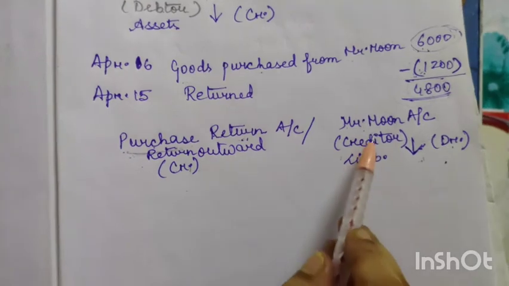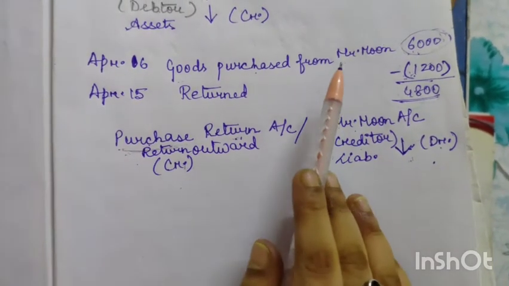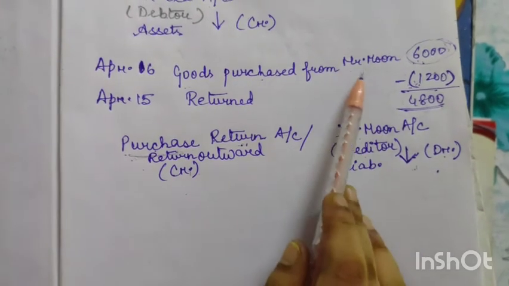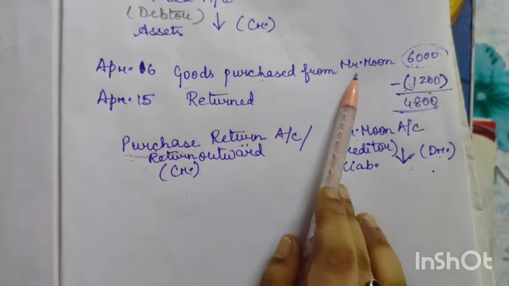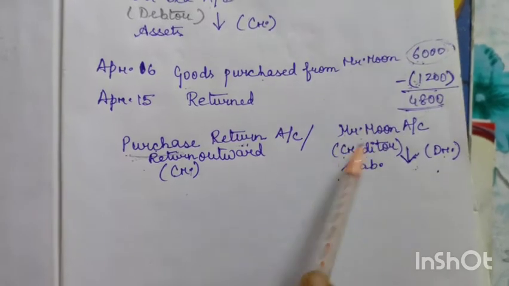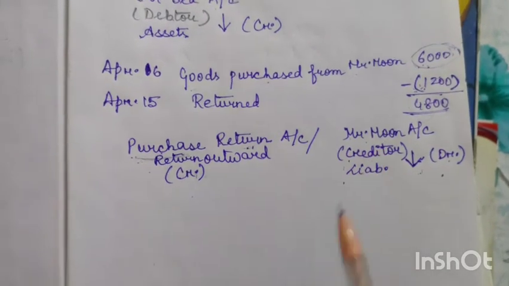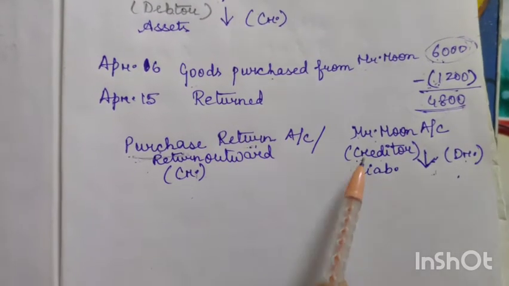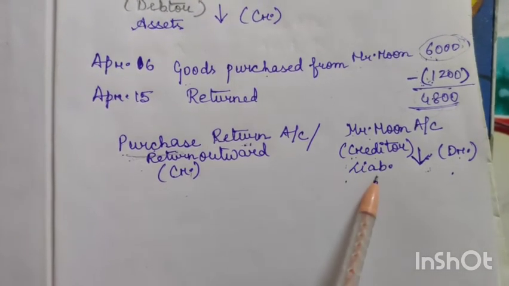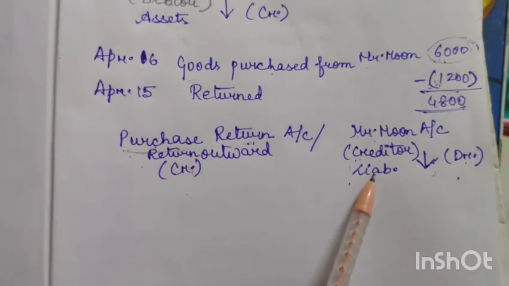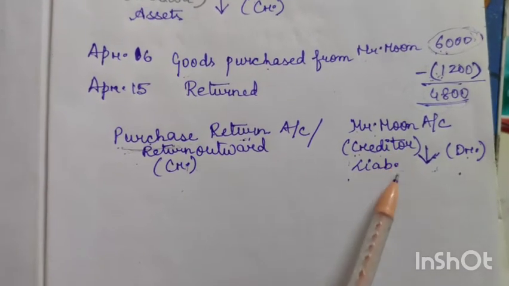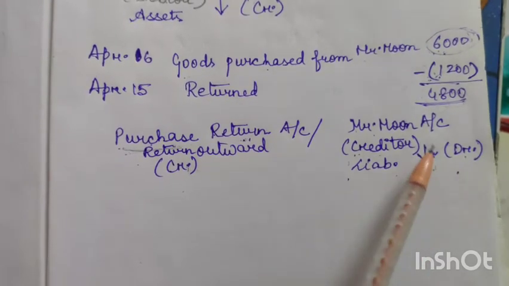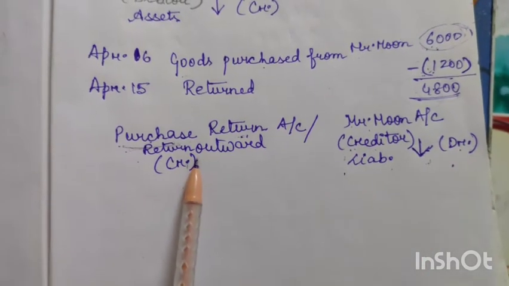And another account which we need to open is the person from whom we have purchased the goods, since it is a credit transaction. So from whom we have purchased it? We have purchased it from Mr. Moon. So we have opened here Mr. Moon account. Now since we have to pay the money, Mr. Moon is the creditor. And creditor comes under the category of liabilities. Now according to the rules of accountancy, if liability decreases, then it is debit. Okay. And since one account is debited, then obviously the other account will be credited.